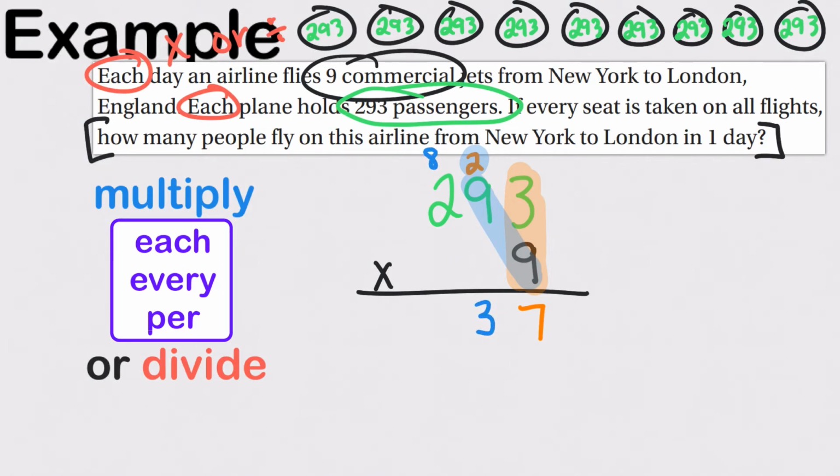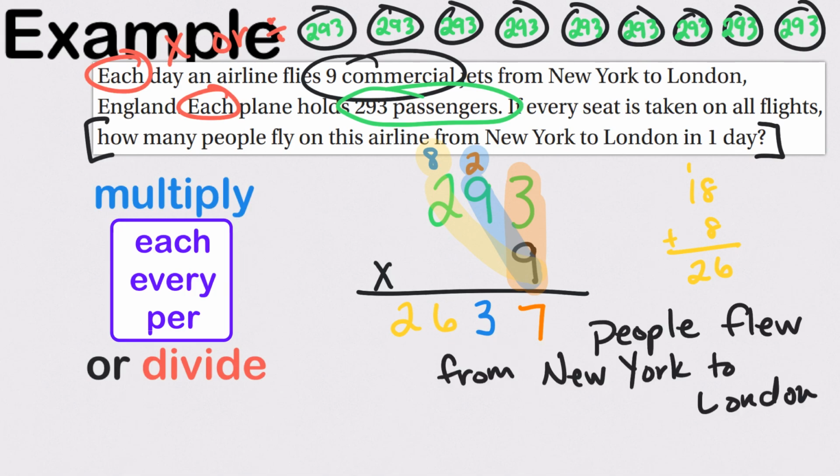And then next up is 9 times 2, which is 18. But I need to add my 8 though. And 18 plus 8, that's kind of hard to do in my head, so I'm going to write it off to the side here. And when I add all this together, I get 26. Now on this one, I don't have anywhere to carry the 2, so I'm actually just going to write 26 down here at the bottom, and we get our answer. So this is how many people flew from New York to London in one day. 2,637 people flew from New York to London.